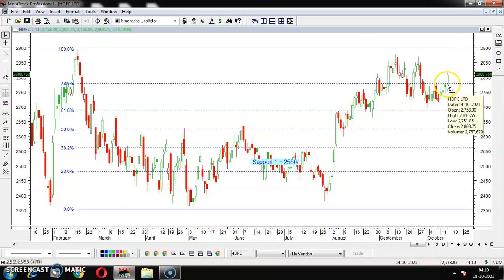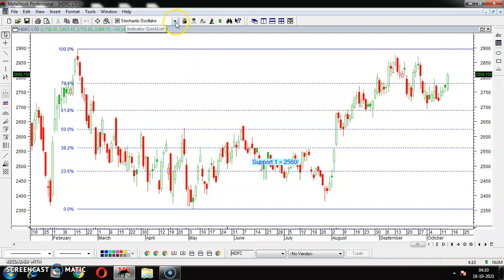It is trading above the golden ratio. So as it is trading above the golden ratio, there is a possibility to touch that 100%, which is around 2,900. So as far as the Fibonacci retracement is concerned, the indication you are getting from here is a positive indication.